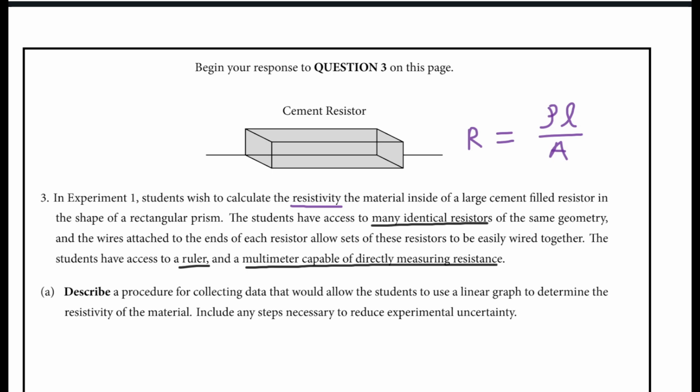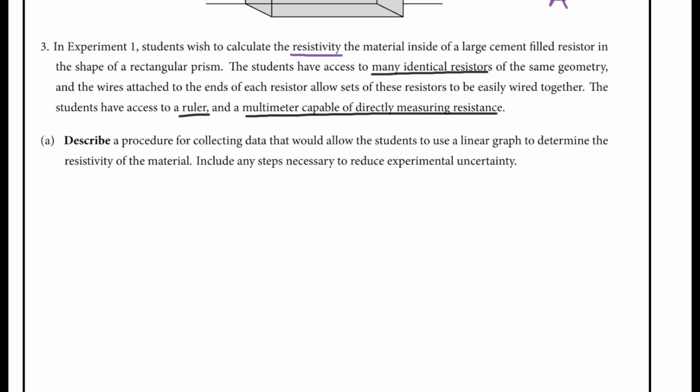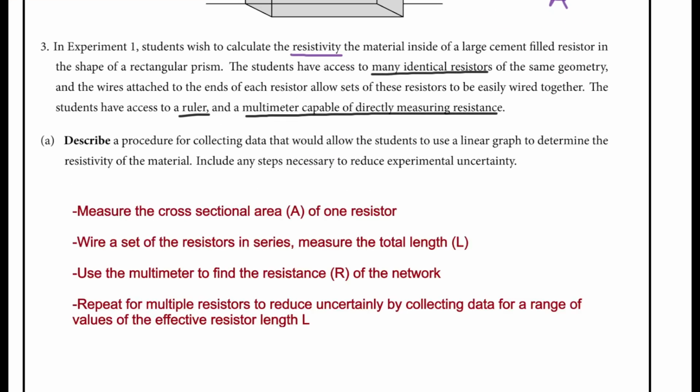So I'm going to show the most common solution to this that I was anticipating, and I'll explain an alternate one as well. The easiest way I'd think is just create a big series network of these resistors to effectively alter L, and just make sure you took the area at least once. So measure the cross-sectional area of one resistor using a ruler. You just do length times width, or length times height, I guess. Then you wire a set of the resistors in series, and measure the total length L.